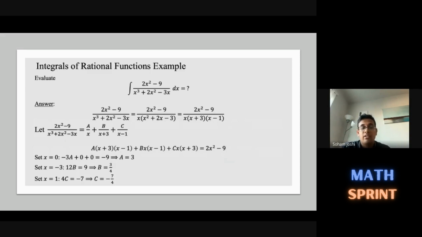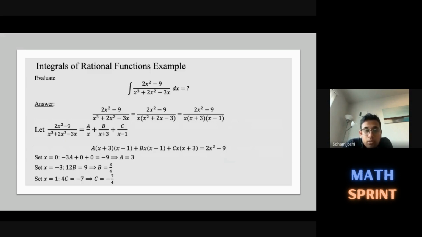Let's factor x cubed plus 2x squared minus 3x, that is the denominator, and change it into a product of multiple linear factors. So you should figure out that it changes to x times (x plus 3) times (x minus 1). You can use the method of induction to figure this out.